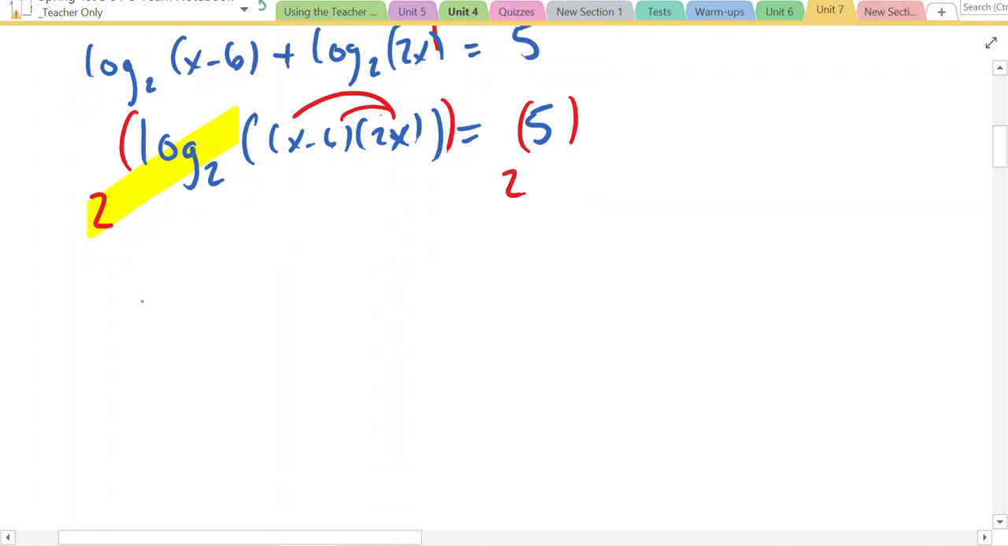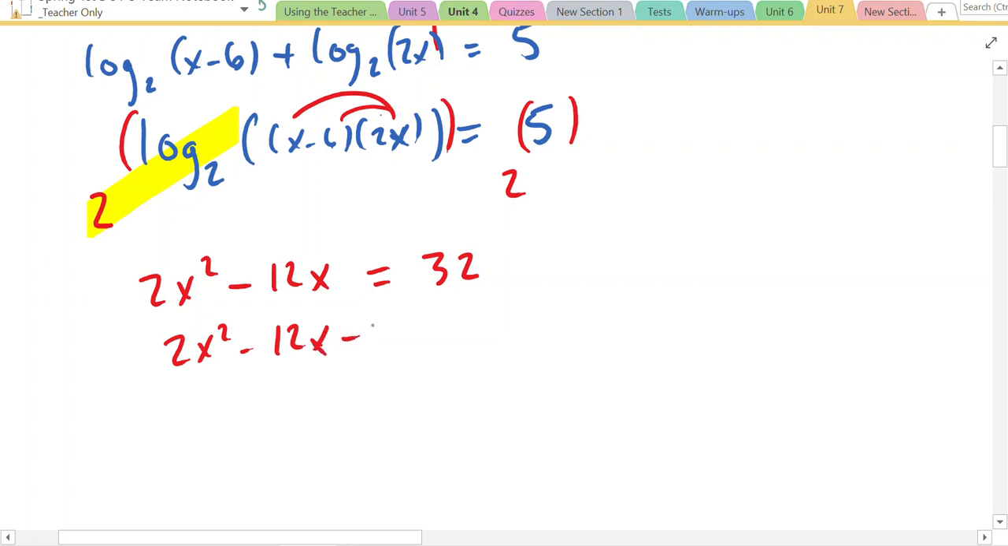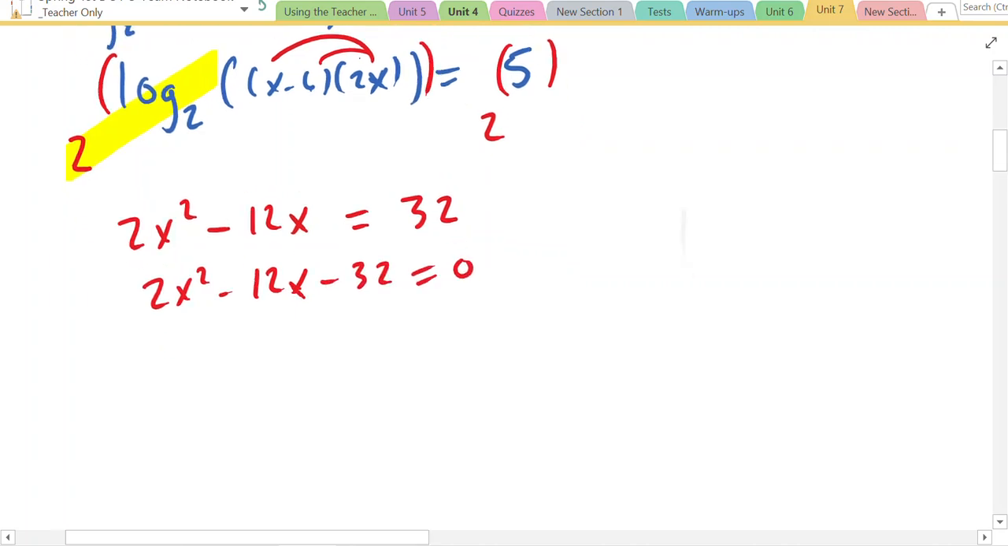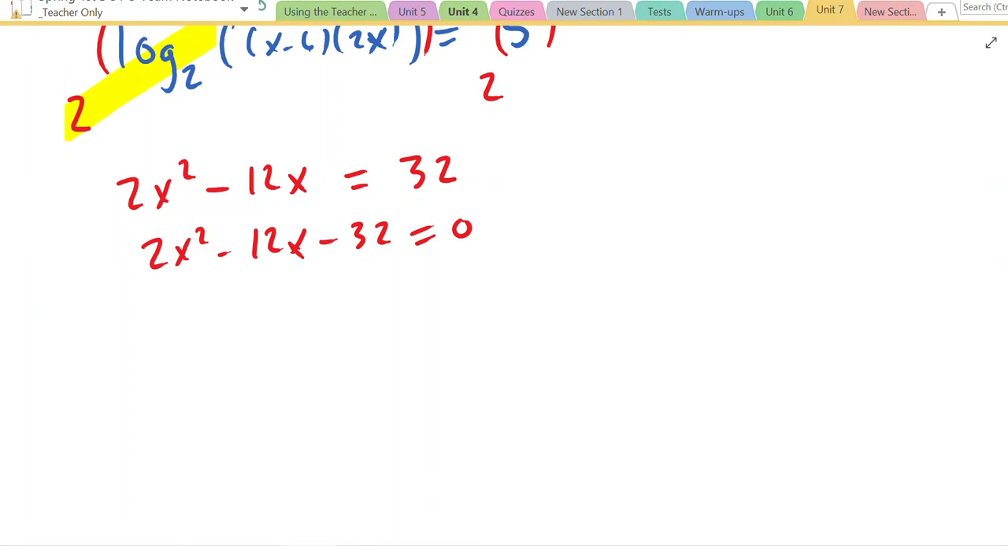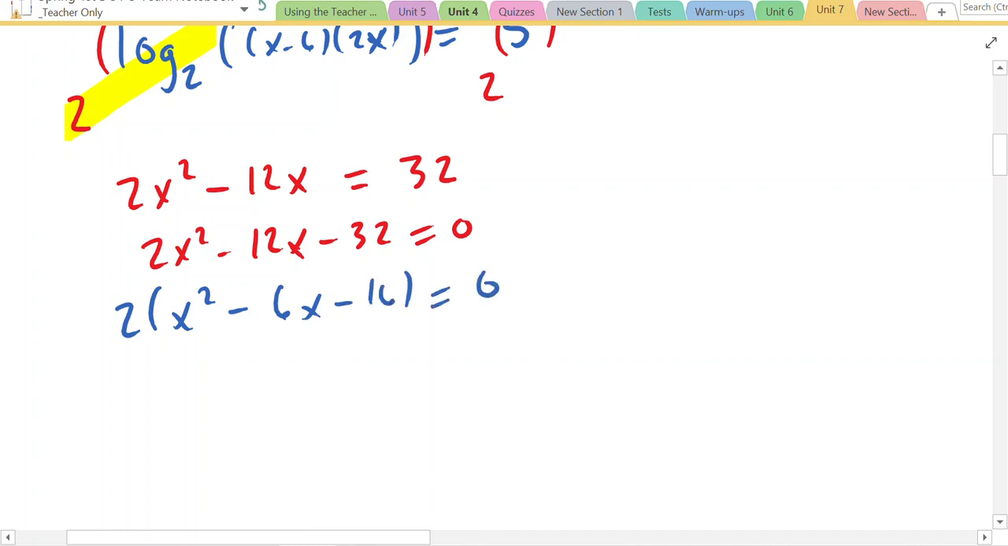So that undoes it, and we end up with 2x squared minus 12x is equal to 2 to the 5th power. And 2 to the 5th power, if you played 2048, is 32. It's 2 times 16. All right, if we move that to the other side, then we get 2x squared minus 12x minus 32 equals 0, and we can factor it, but the first thing we're going to do is get the greatest common factor out. That's a 2. We end up with x squared minus 6x minus 16 equals 0.